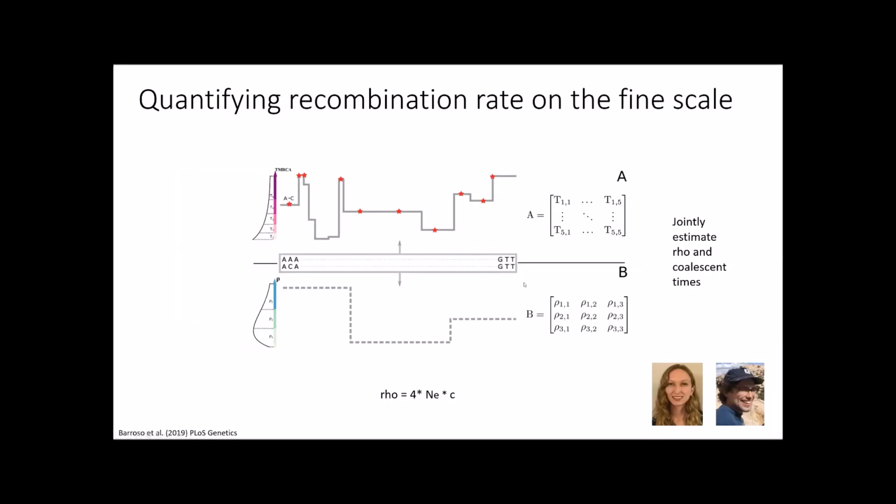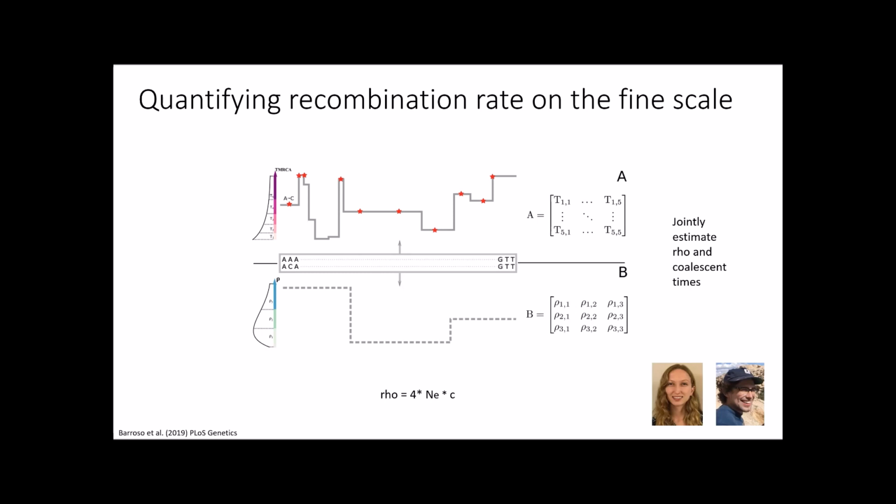Okay, so we need to keep in mind that these island populations are probably not at demographic equilibrium. They've experienced recent population bottlenecks. And most of the analytical approaches that are available to estimate the population recombination rate, rho, on the fine scale, assume that populations are at a constant size for a long period of time. So we don't want to use those.